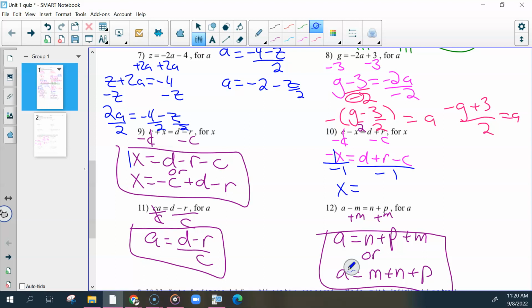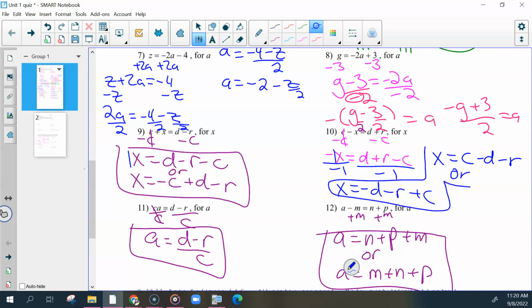So all of your signs would change. This would become a negative D, a negative R, and a positive C. All of the signs change. Doesn't matter what order. So if you put it like this, or if you put it in alphabetic order, C minus D minus R, either one. So you could do it that way.